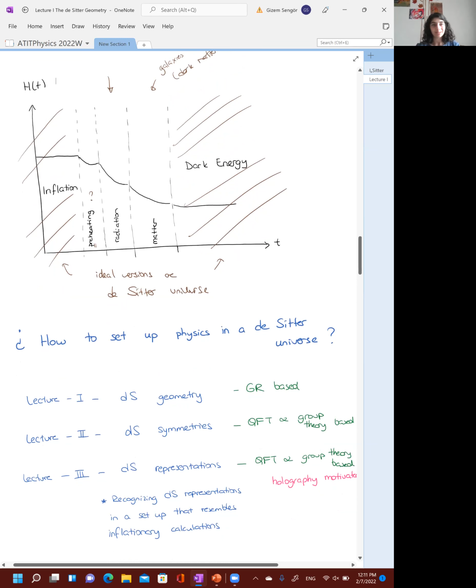But now the definition of a graduate can change a lot. You might be at the first semester of your master's or the last semester of your PhD. So hopefully there will be something for everyone. But in the first lecture, we will focus on the de Sitter geometry, and this is very general relativity based. It means if you want to repeat a calculation when you go home, you will need to know covariant derivatives and some things from general relativity.